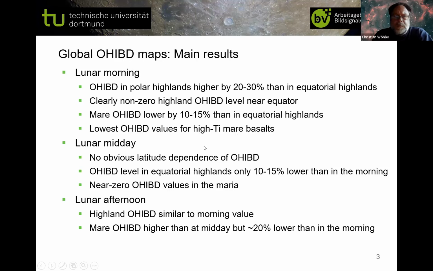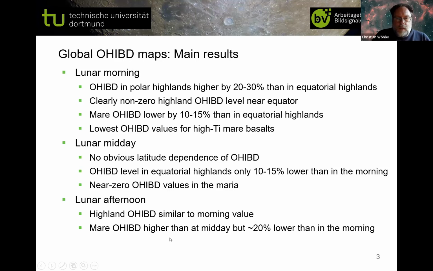At lunar midday, there is no or very weak latitude dependence of the 3 micron band depth. The level in equatorial highlands is just maybe 10–15% lower than in the morning, and there are near zero values in some Maria, especially in the high titanium Maria. And in the lunar afternoon, the level is basically back to the morning value, a little bit below, one must say. So it's not totally symmetric across the lunar day.